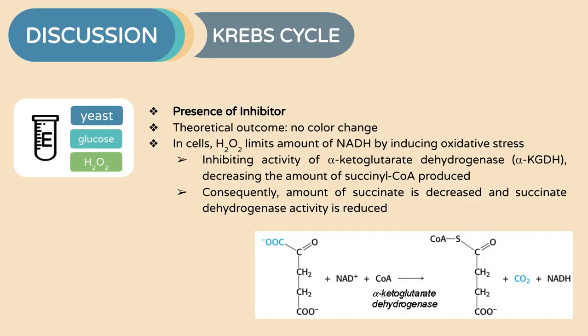For test tube E, hydrogen peroxide was added in addition to yeast and glucose. This compound is responsible for limiting the amount of NADH by inducing oxidative stress. By inhibiting the activity of alpha-ketoglutarate dehydrogenase, hydrogen peroxide disrupts the Krebs cycle by limiting the amount of succinyl-CoA. Consequently, the amount of succinate is decreased and the activity of succinate dehydrogenase is reduced. As a result, no color change should be observed.